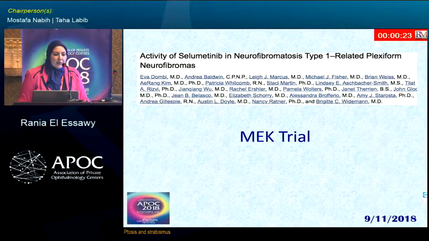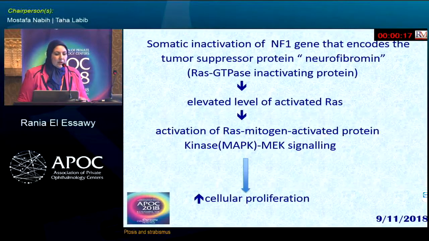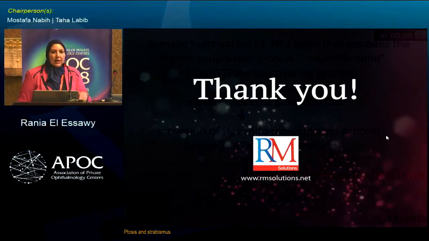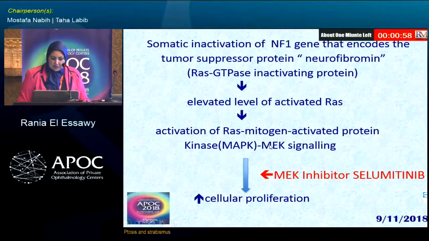But what is nice about these things is that recently there is a talk about what is called the MEK trial, where they found out that the cause of this situation is a somatic inactivation of the NF1 gene, which causes elevated levels of activated RAS, activation of RAS mitogen-activated protein signaling, and therefore cellular proliferation in neurofibromatosis patients. So if we use MEK inhibitors, such as the new selumetinib, we can find improvement in these conditions.